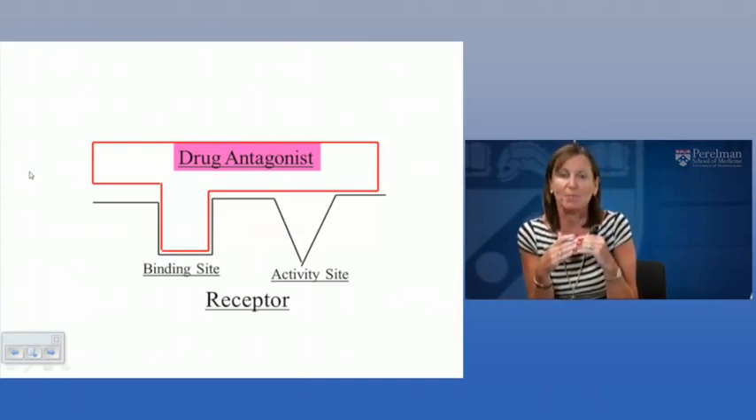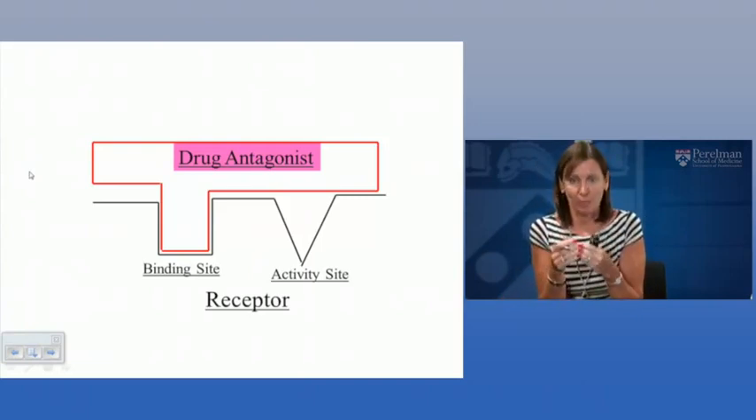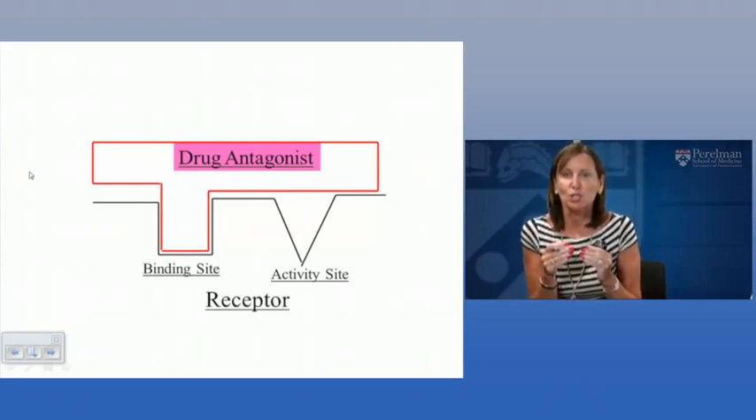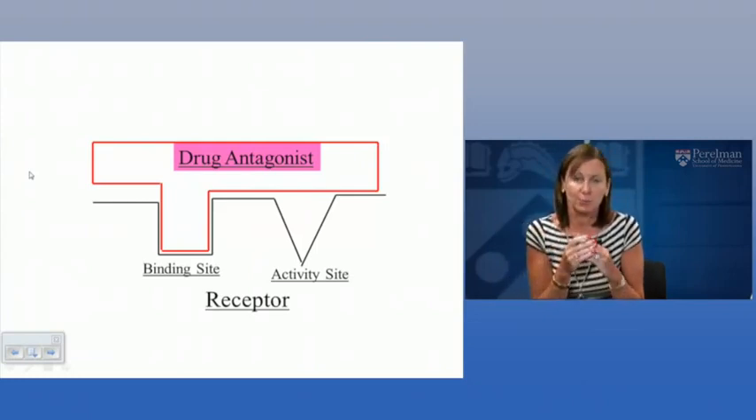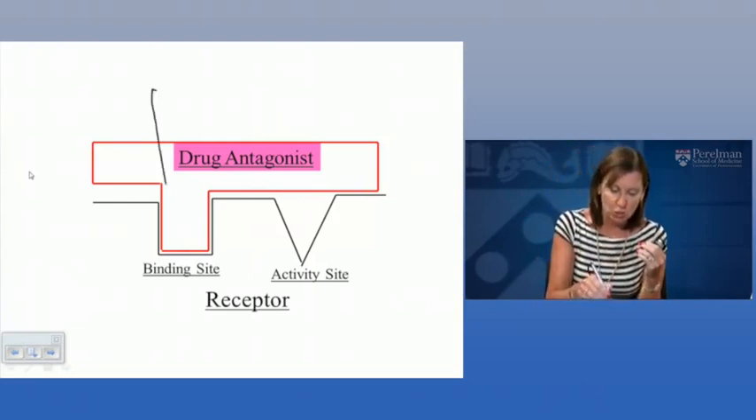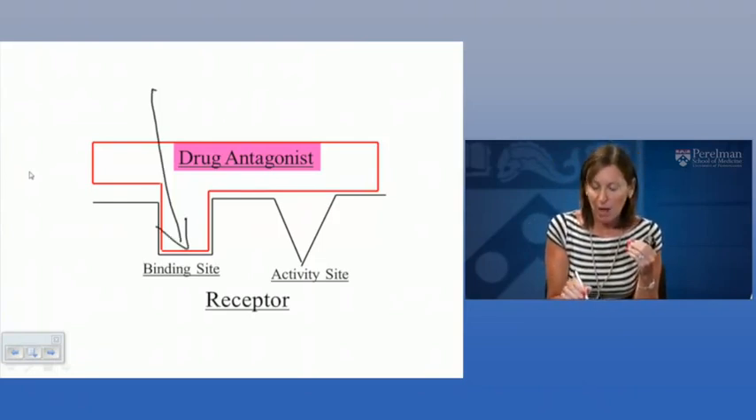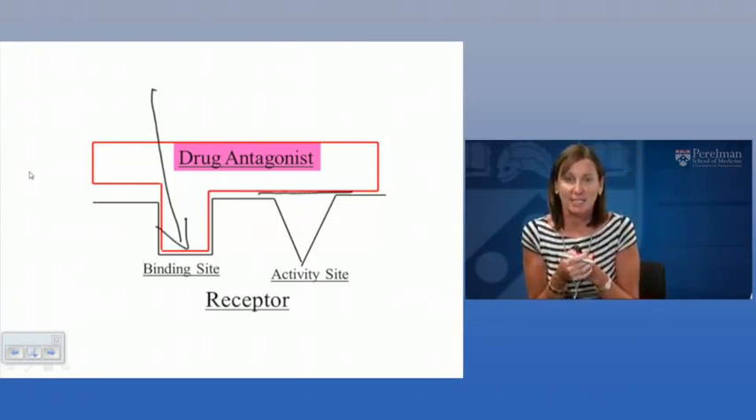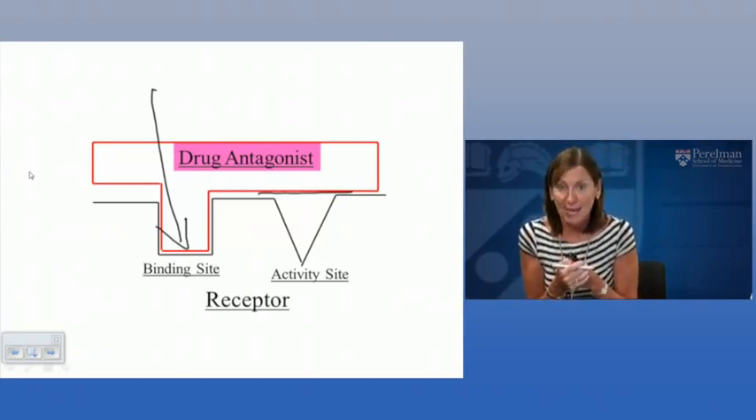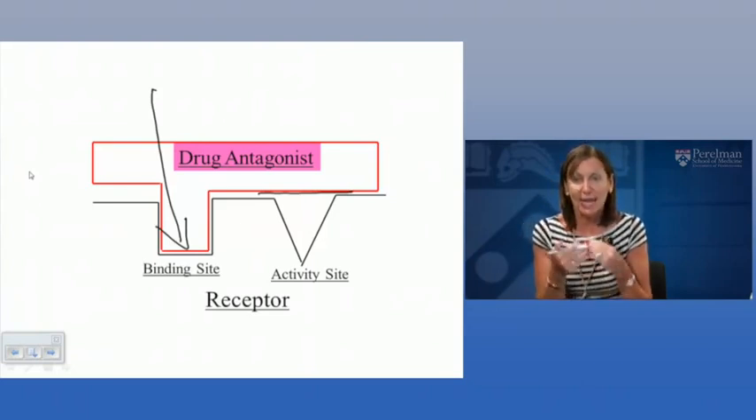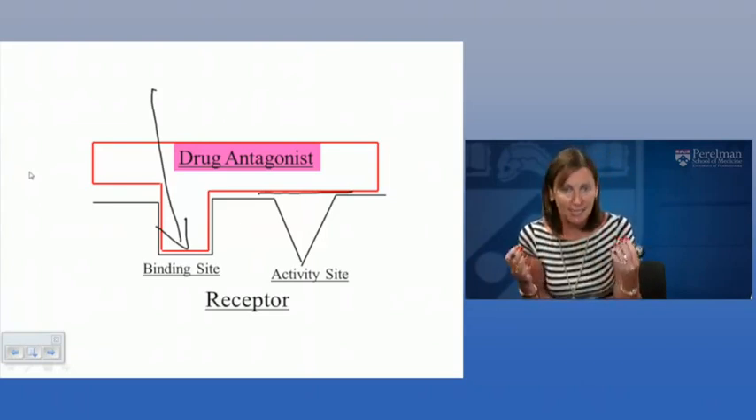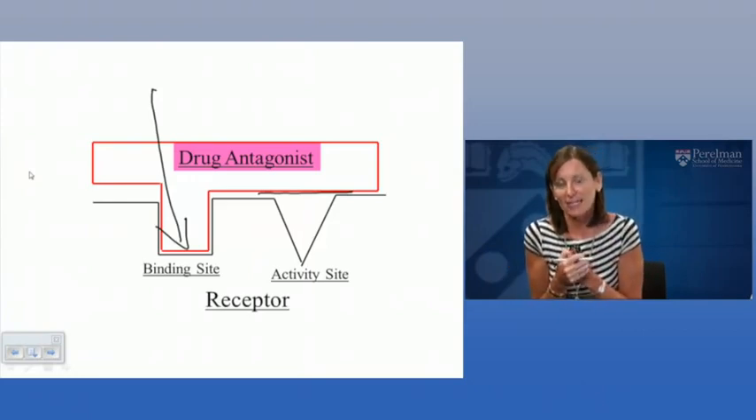So let's say, for example, we're treating a patient with high blood pressure, and we know that angiotensin II is the normal hormone that causes an increase in blood pressure. And we have a group of drugs called angiotensin receptor blockers. These drugs would bind to the binding site, but they would block off access to the activity site so that angiotensin II, the natural agonist, cannot get access to the activity site, and thus the blood pressure is lower. This is a classic example of a drug antagonist.